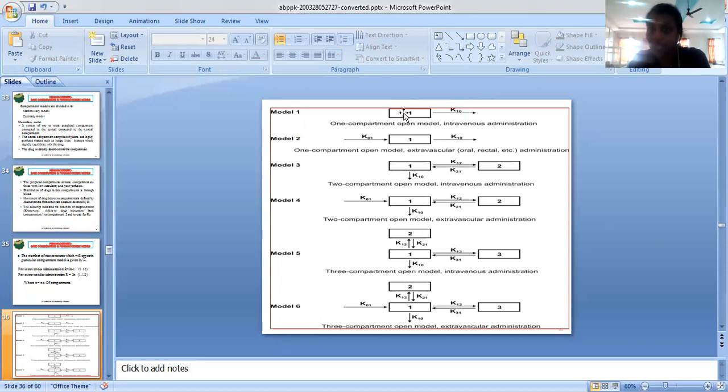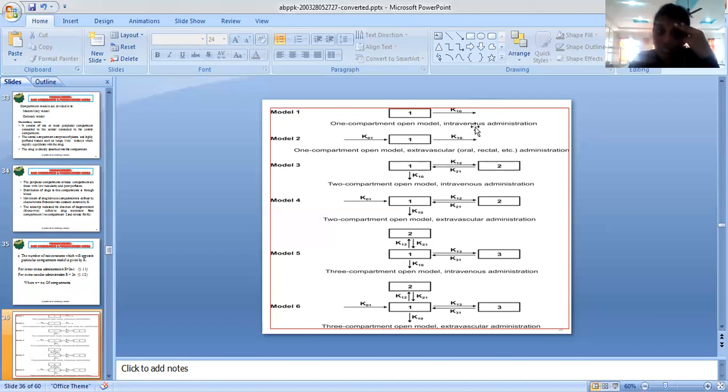This is the one compartment model that is followed by the intravenous administration. Here it can be explained by only one pharmacokinetic rate constant, that is K10. That means it indicates movement of drug from the central compartment to the external environment. Here model 2, what is model 2? One compartment model, extravascular administration, that may be the rectal route or the oral route.